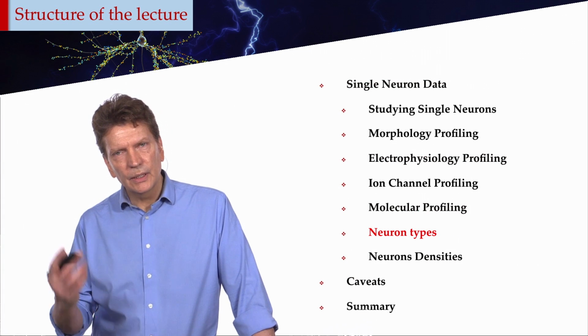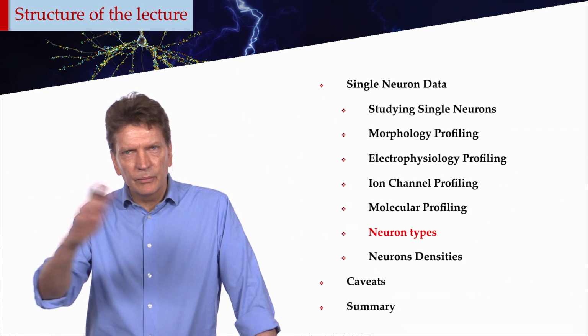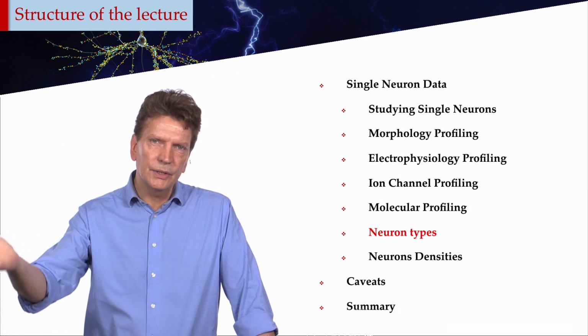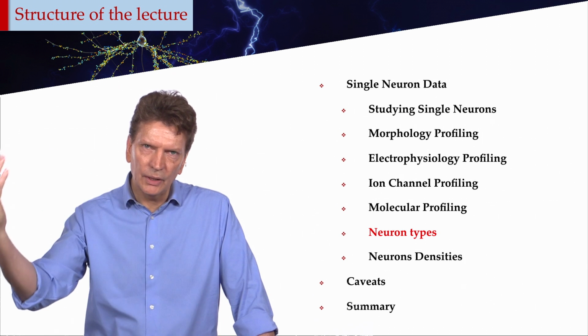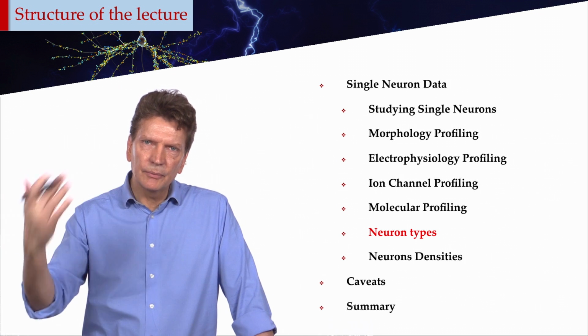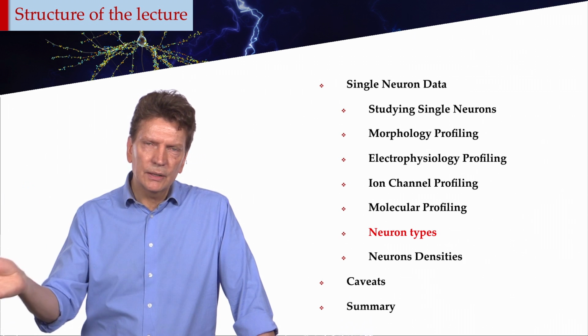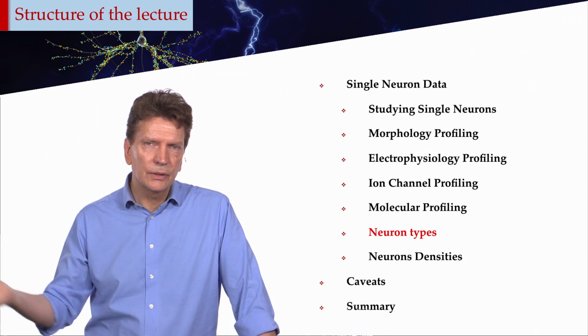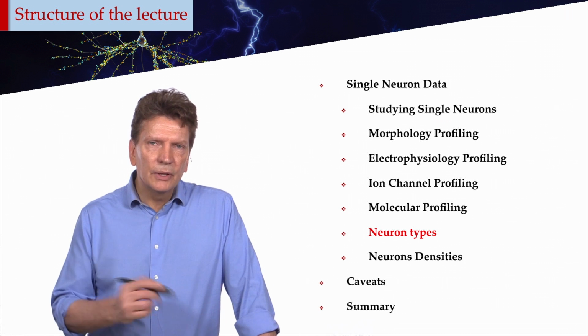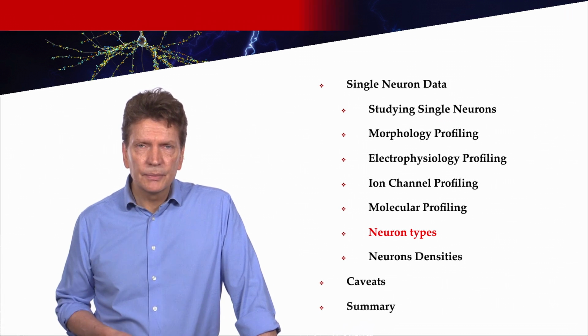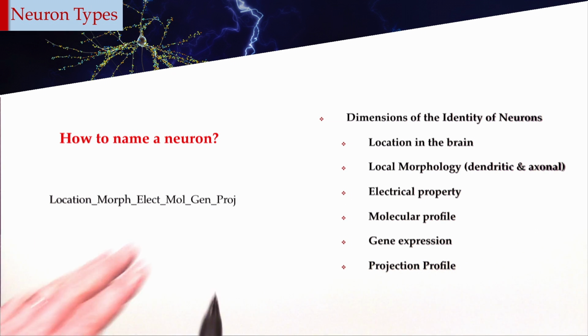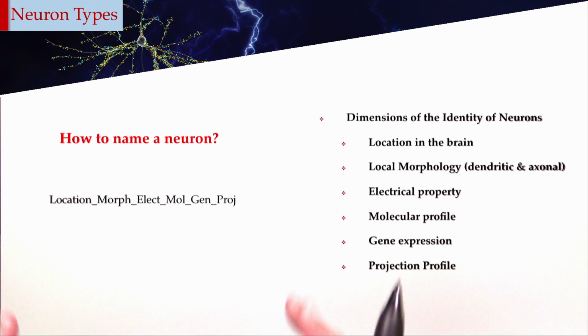So with that, you have a basic idea of the morphology profiling, electrophysiology profile, ion channel profiling, how we do that, and molecular profiling in terms of other types of proteins such as calcium binding proteins and neuropeptides. And now let's briefly look at neuron types. There is quite a huge field, debatable. There's no clear consensus about how to name a neuron, how to classify a neuron.